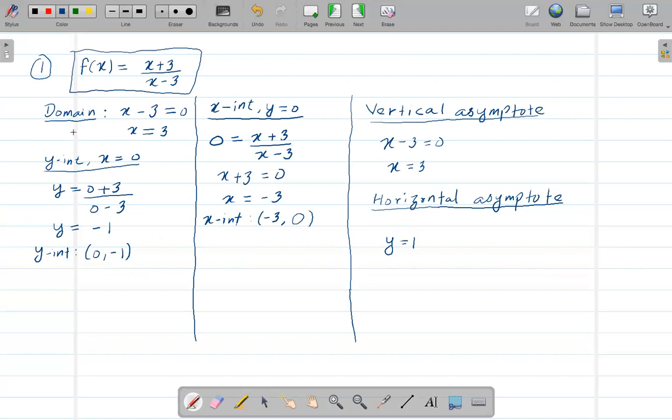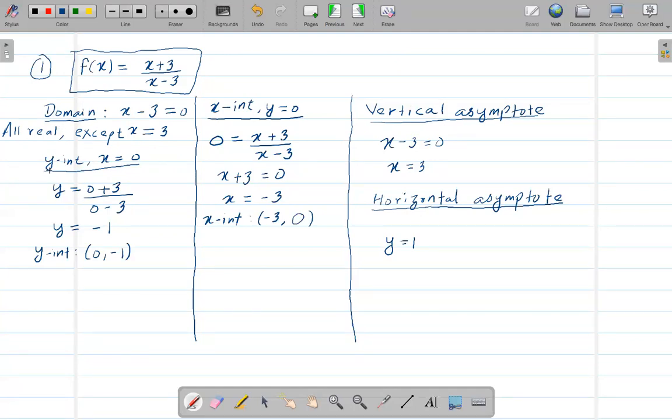Okay, so the domain, since we have a fraction here, whenever we deal with a fraction, we have to make sure that the denominator is not 0 when we are trying to find the domain, right? So that's why here, this denominator, x minus 3 equals 0, so x equals 3. So the domain will be everything else except x equals 3, or except 3, all real numbers.